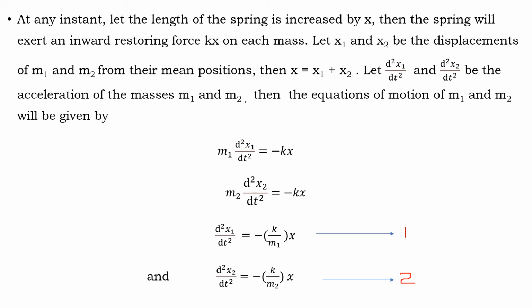From the first equation, m1 into d square x1 by dt square is equal to minus kx, so d square x1 by dt square is equal to minus k by m1 into x. And from the second equation, m2 into d square x2 by dt square is equal to minus kx, so d square x2 by dt square is equal to minus k by m2 into x. These two equations are designated as equation 1 and equation 2.